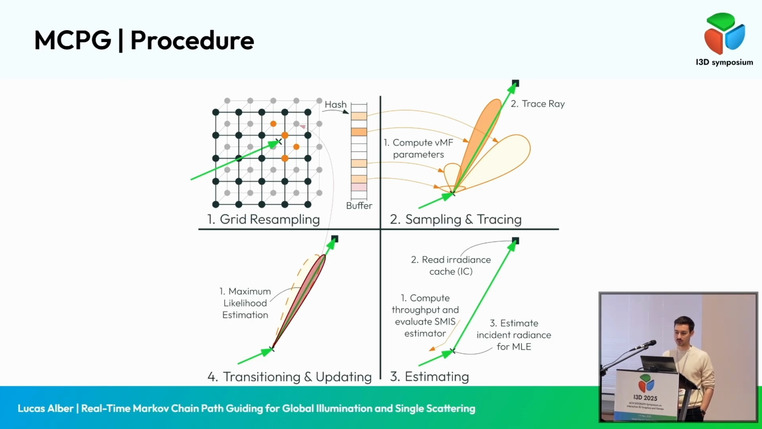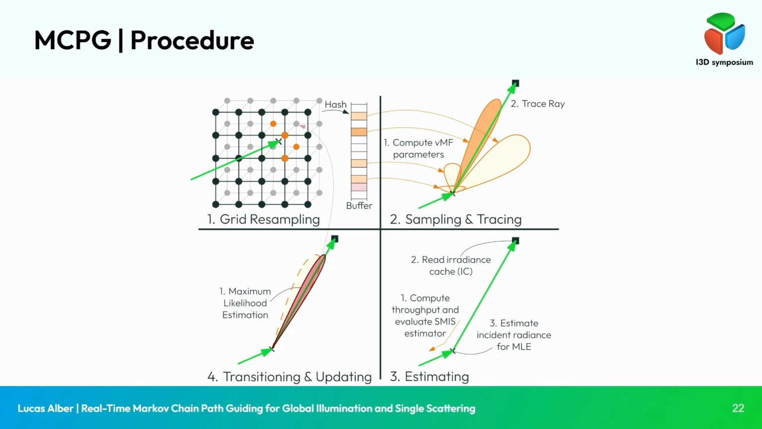As I said, the next step is maximum likelihood estimation to adapt the lobe. And then we perform a Markov chain Monte Carlo acceptance test, which decides whether we want to write back the new state into the grid. Again, we select the grid vertex stochastically using the interpolation weight. Finally, we can also update the irradiance cache, which gives us like an infinite bounce estimate of the radiance transfer in the scene. The whole procedure results in a complex feedback loop, which is the reason why we have to use SMIS in the first place.